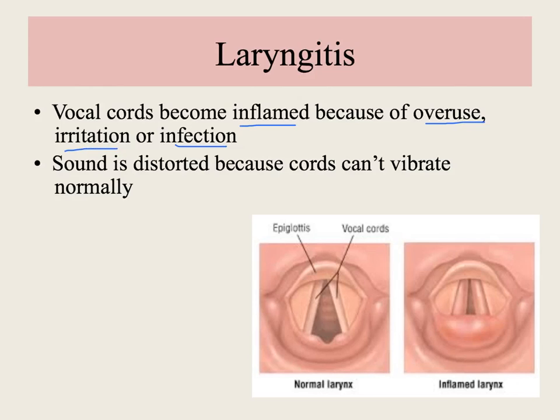So the sound is distorted, sometimes to the point that you can't really get any sound out at all because the cords can't vibrate. This illustration here just tries to show you in pictorial form what it would look like if all the tissues around your larynx are inflamed and those vocal cords then can't send the vibrations through the air when you want to speak.